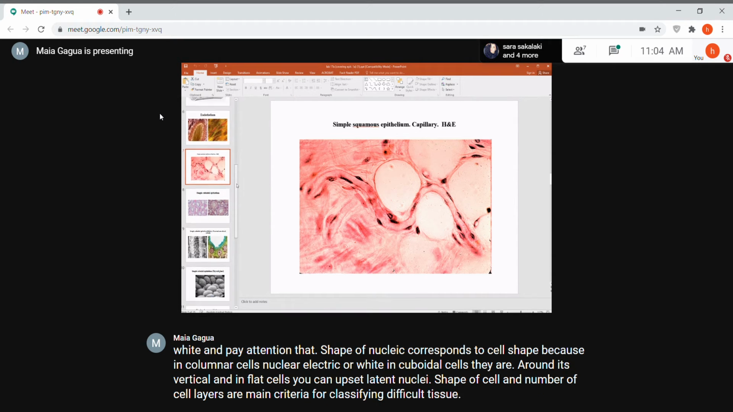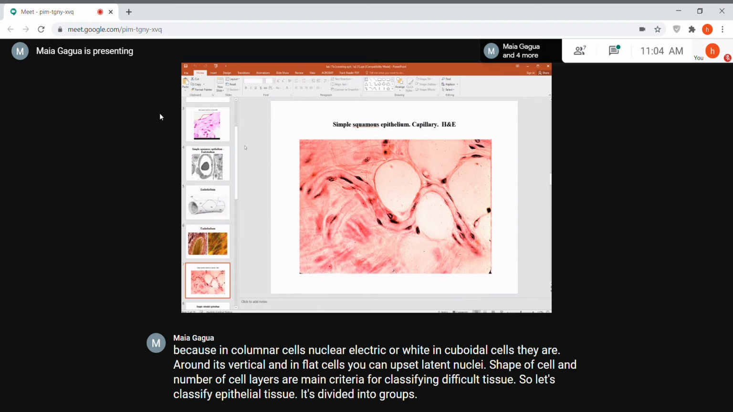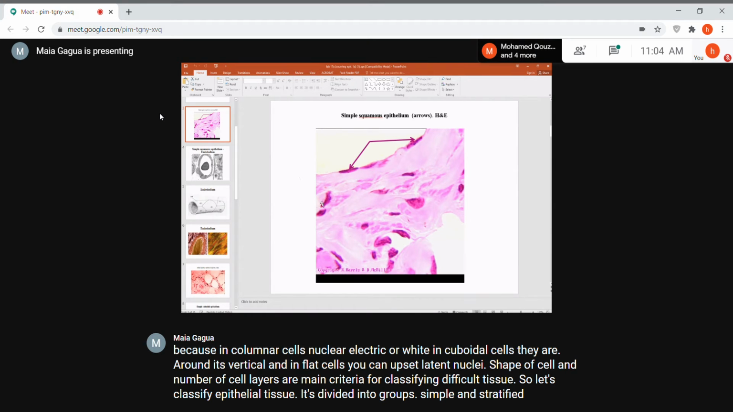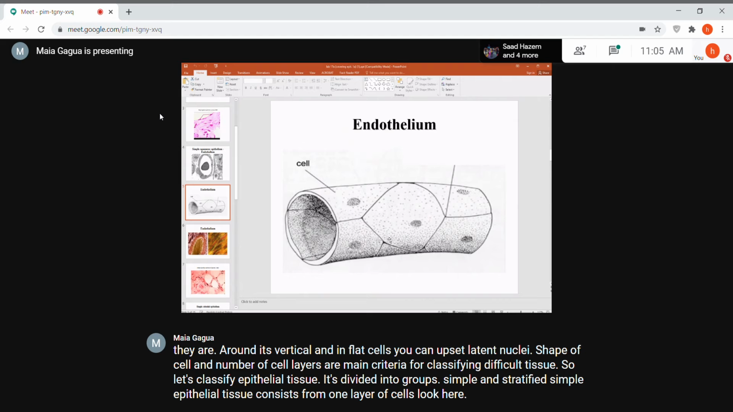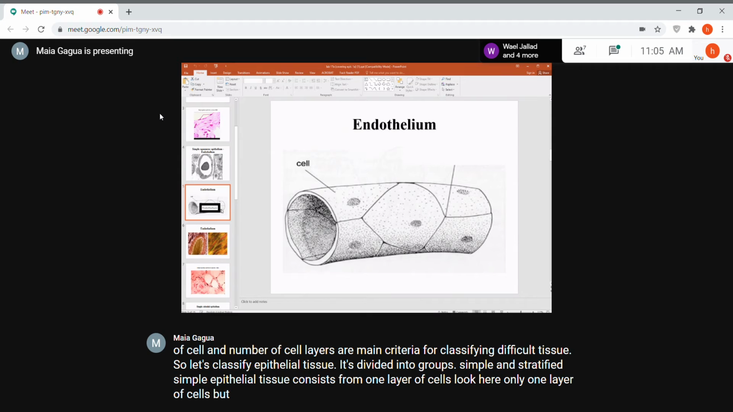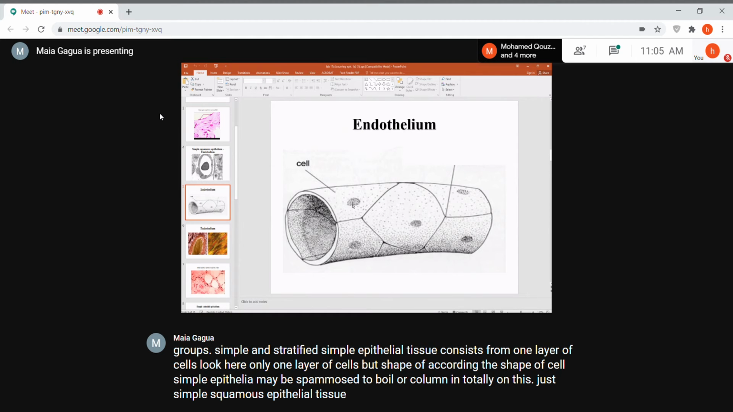So let's classify epithelial tissue. It's divided into groups, simple and stratified. Simple epithelial tissue consists of one layer of cells. Look here, only one layer of cells. According to the shape of cells, simple epithelia may be squamous, cuboidal, or columnar. Endothelium is simple squamous epithelial tissue because it consists of a single layer of flat cells.